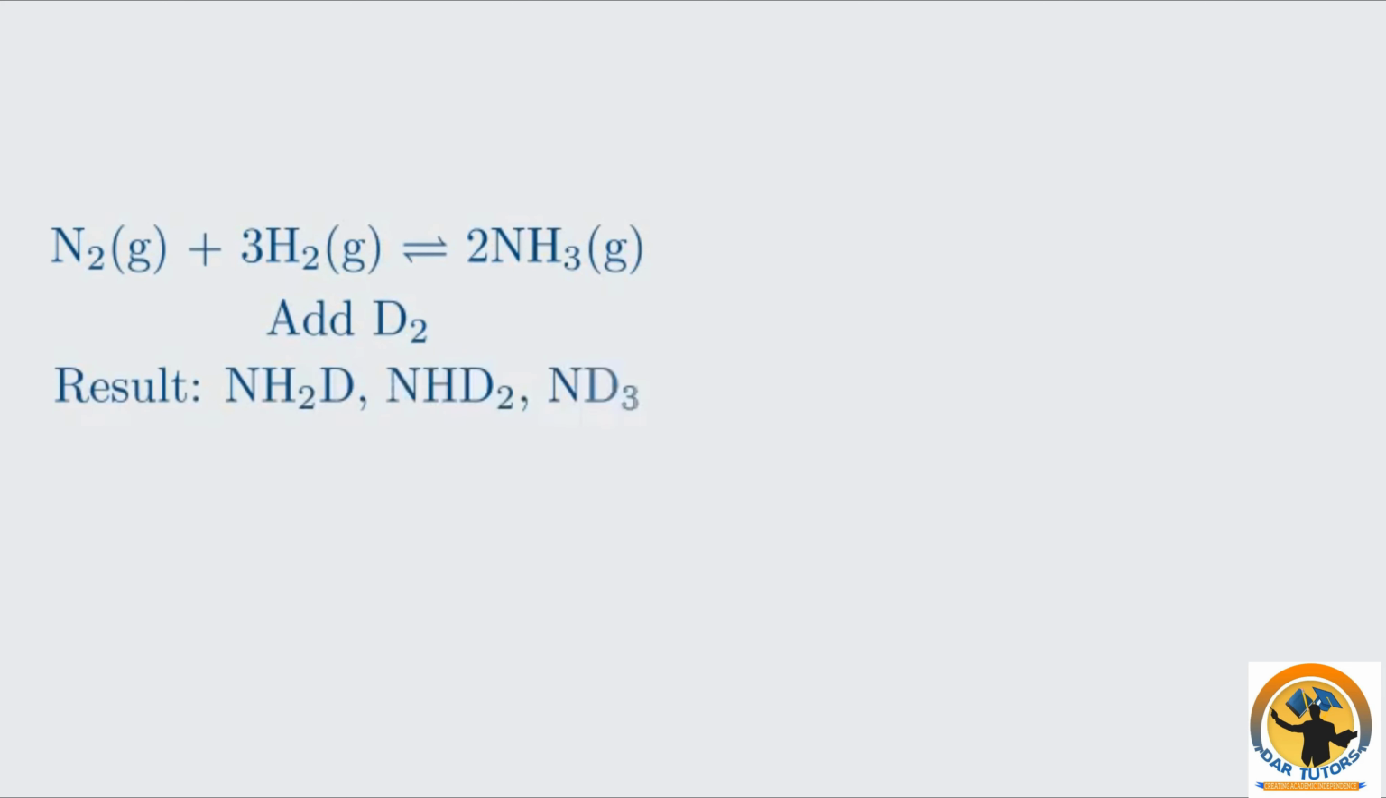This dynamic nature is also confirmed by experiments using isotopes. For instance, if you establish the ammonia synthesis equilibrium and then add heavy hydrogen or deuterium, D2, to the mixture, over time, you would find deuterium incorporated not just into the hydrogen, but also into the ammonia, forming molecules like NH2D and NHD2. This is evidence that bonds are constantly breaking and reforming, even at equilibrium. This confirms that equilibrium is a dynamic, not static process. So, we've learned that a reversible reaction reaches equilibrium when the forward and backward reaction rates are equal, resulting in constant macroscopic properties.